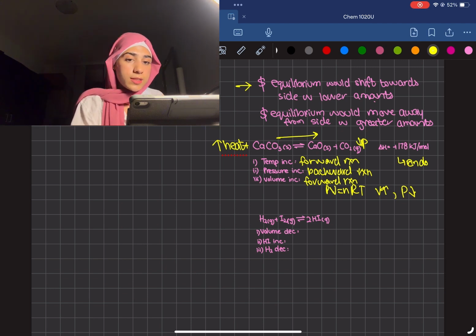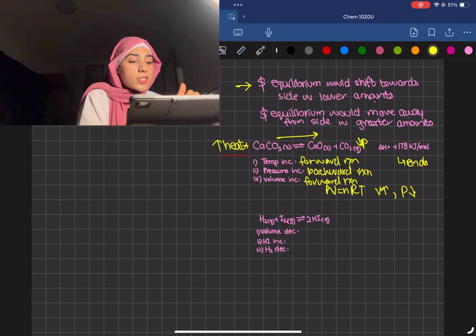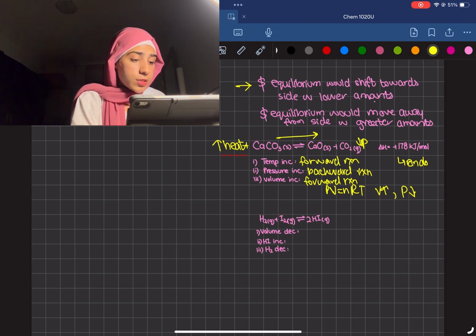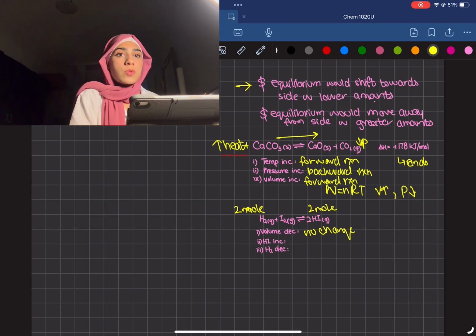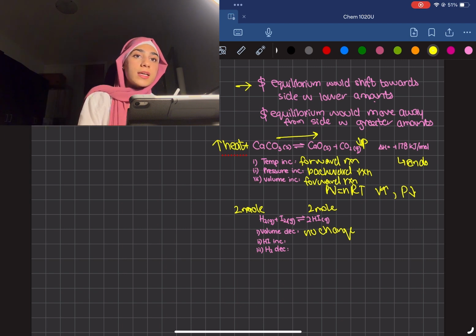If I look at the questions below, the question is volume decreases. But over here, all of these reagents are gases, so all of them have a pressure. I will notice that my product side and my reactant side both have 2 moles. So no change. If I increase the pressure, increase the volume, decrease the volume, or decrease the pressure, no change will occur because both sides have the same number of moles. But if I had a lower number of moles on one side, then the lower side would be preferred.